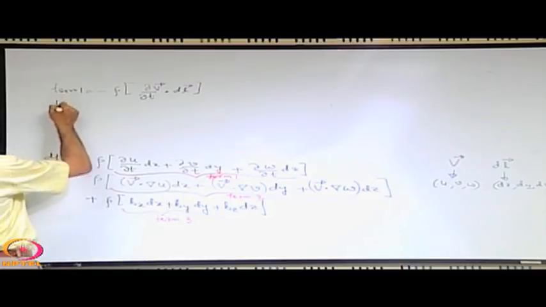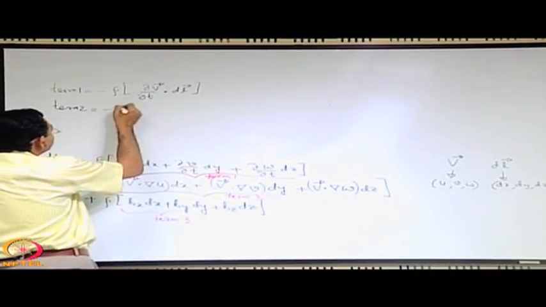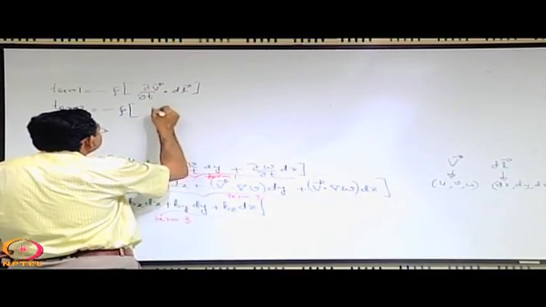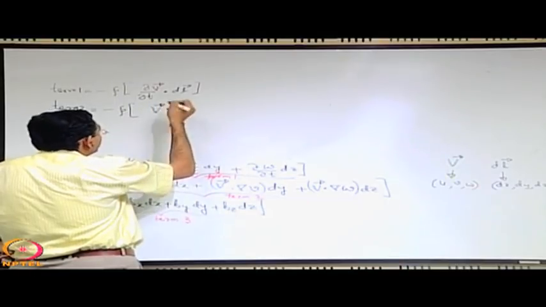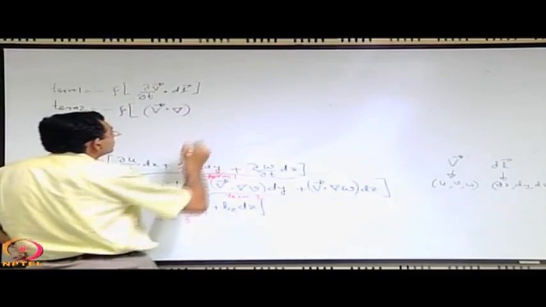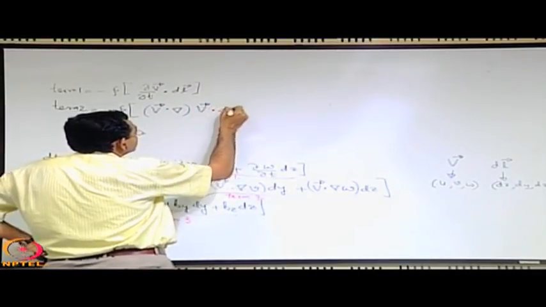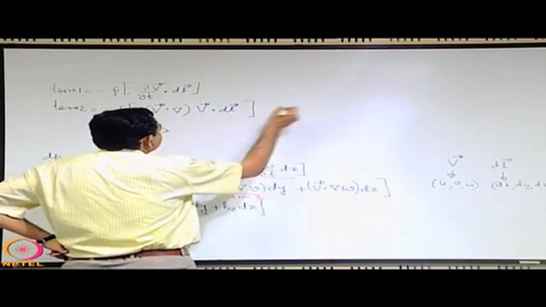Let us write term 2. How do you write term 2? Minus rho, again let us try to write using the vectors v dot, let us check whether this is alright or not.